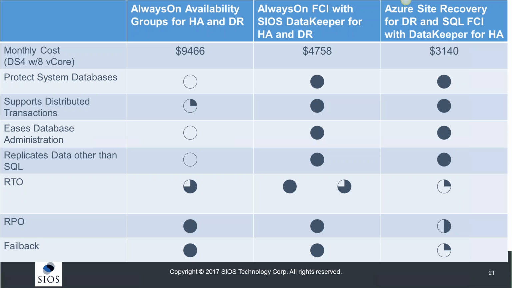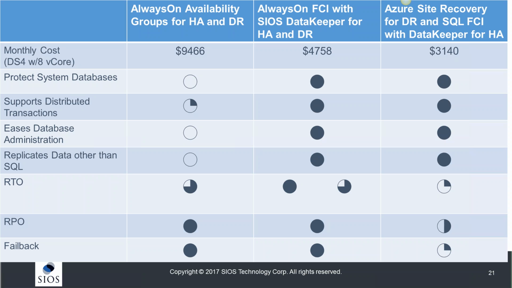This slide just summarizes some of the features, limitations, and advantages of each solution. Across the top, we have the 3 solutions we just discussed. First column, the AlwaysOn Availability Groups for both HA and DR. Middle column combines Datakeeper for local HA with the AlwaysOn Failover clustering, and then also uses Datakeeper to extend it for that multi-site configuration. And the final column is what we just looked at, which combines Azure Site Recovery to replicate the 2-node SQL Server Failover cluster with Datakeeper.